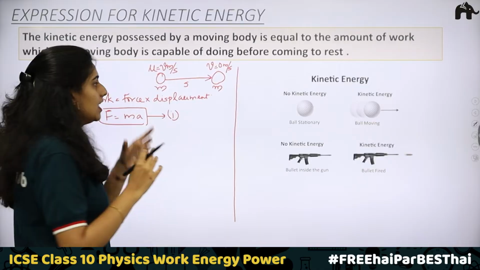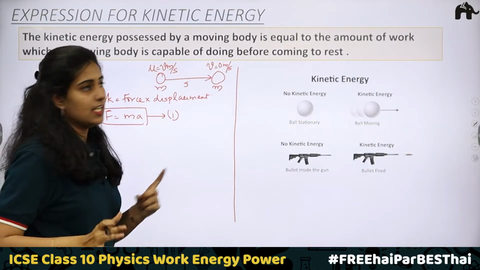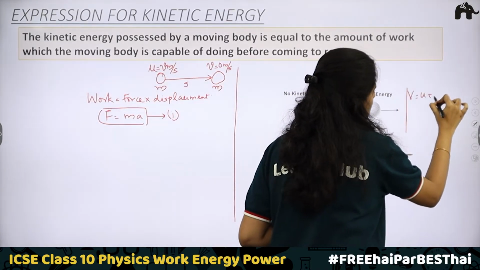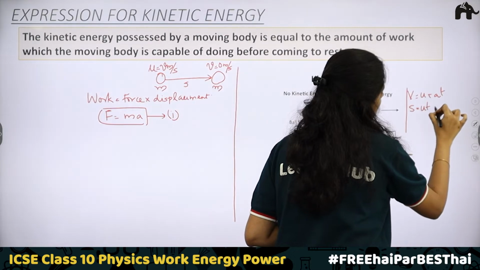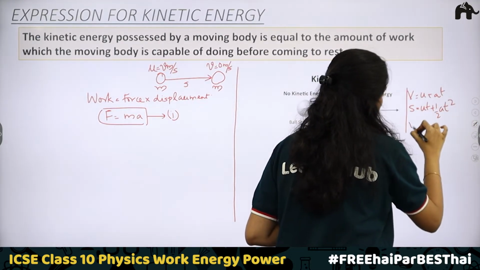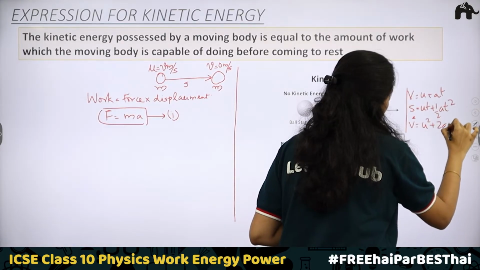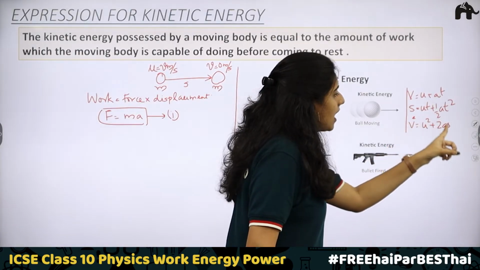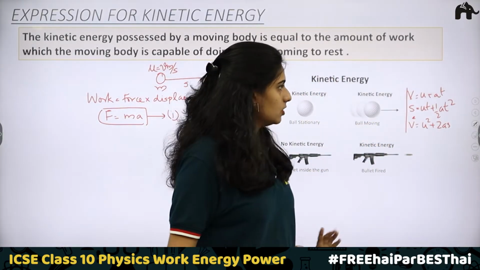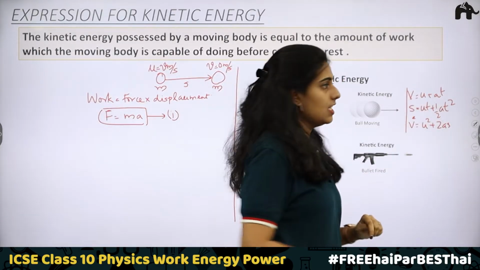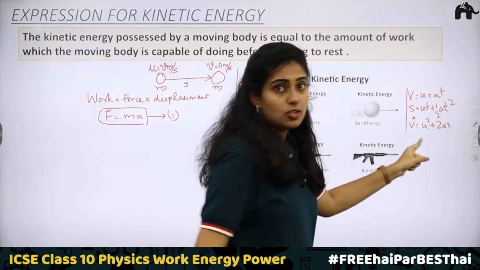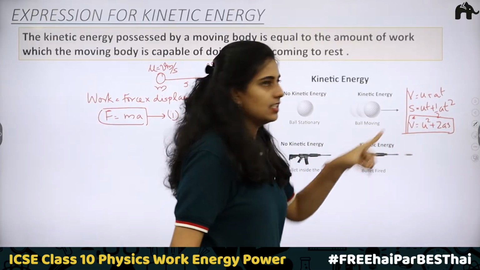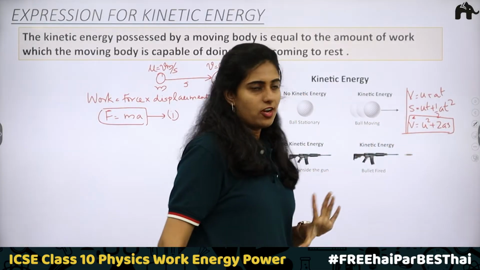Now, displacement. We need a relation between displacement and velocity. We have studied 3 equations of motion. First one, V is equal to U plus AT. Second, S is equal to UT plus half AT square. Third, V square is equal to U square plus 2AS, which is a velocity displacement relation. So, using this, you are going to make an expression for S.